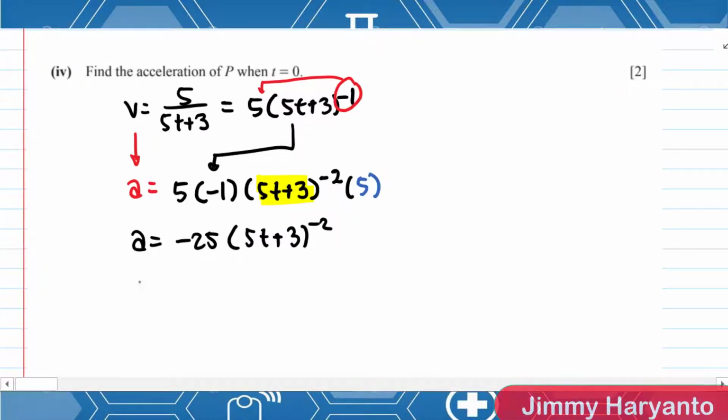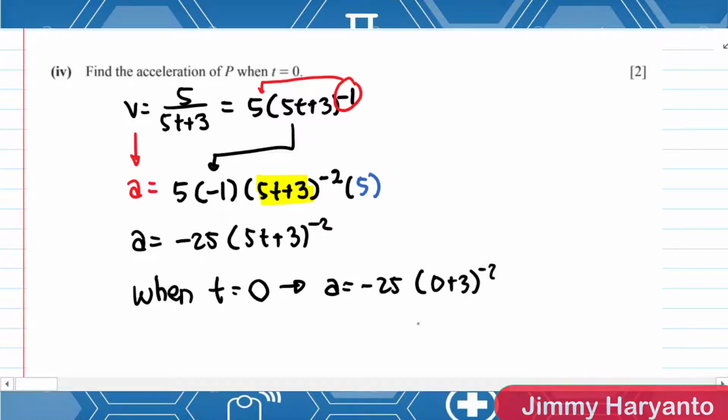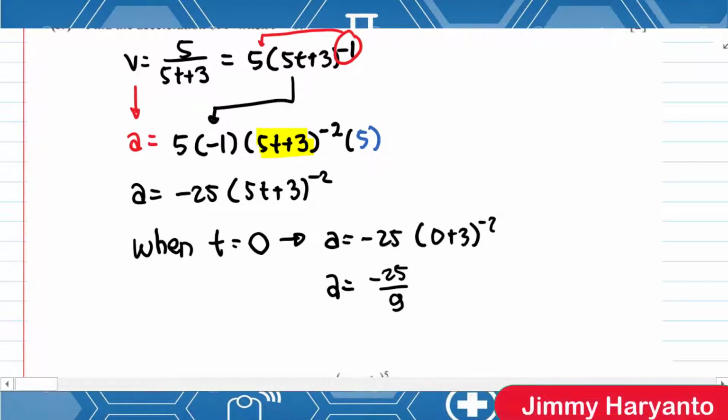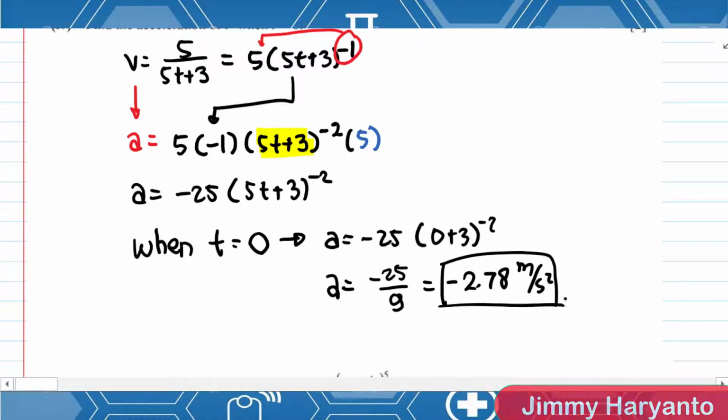After that, when t equals 0, a equals negative 25 times 0 plus 3 to the power of negative 2. So a will be negative 25 over 9. The answer is negative 25 divided by 9, which is negative 2.78 meters per second squared. What is the meaning of the negative here? It means the particle is decelerating, not accelerating.